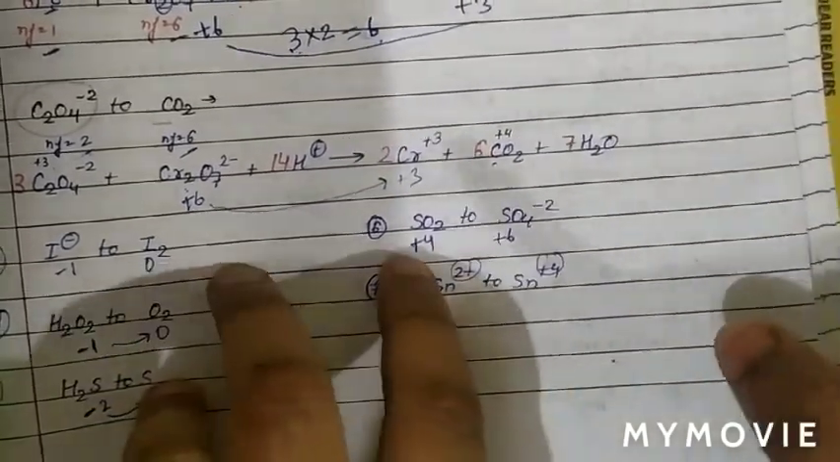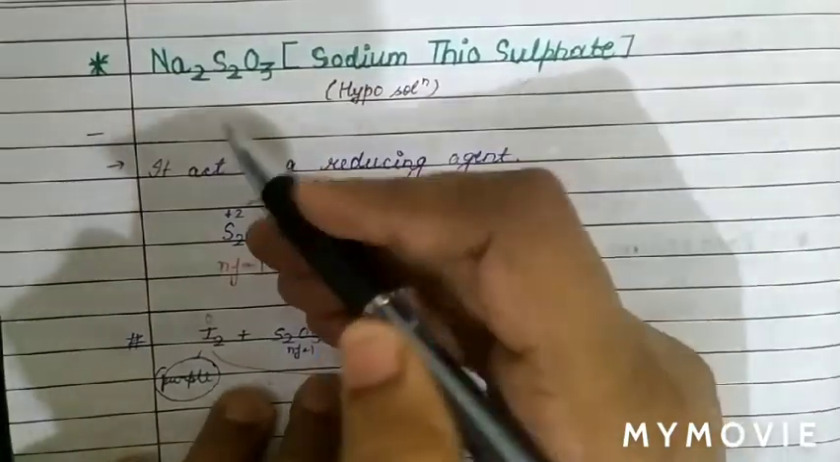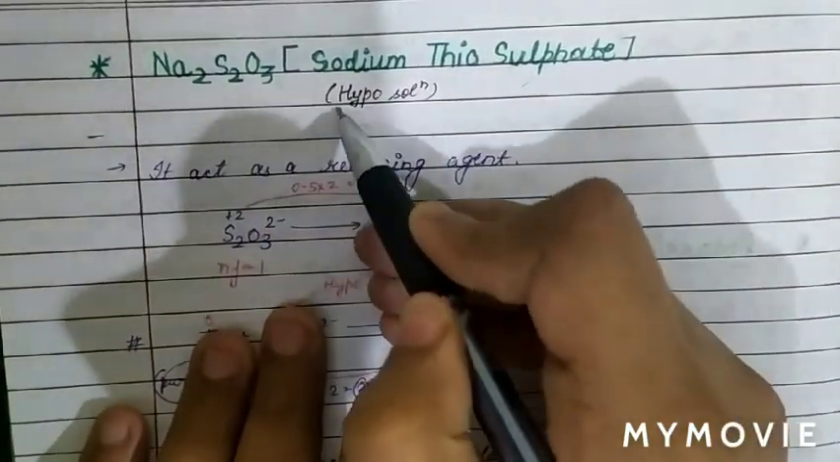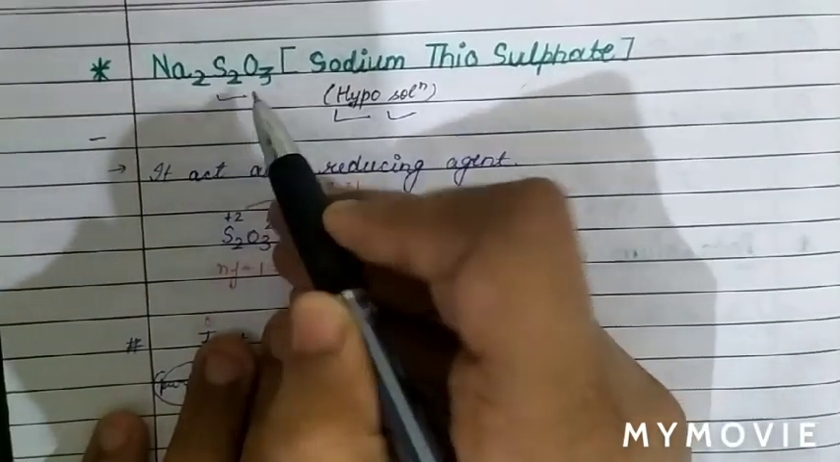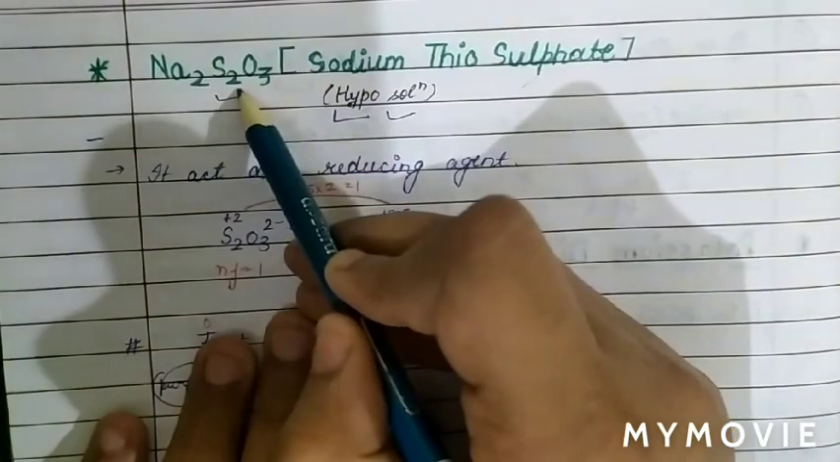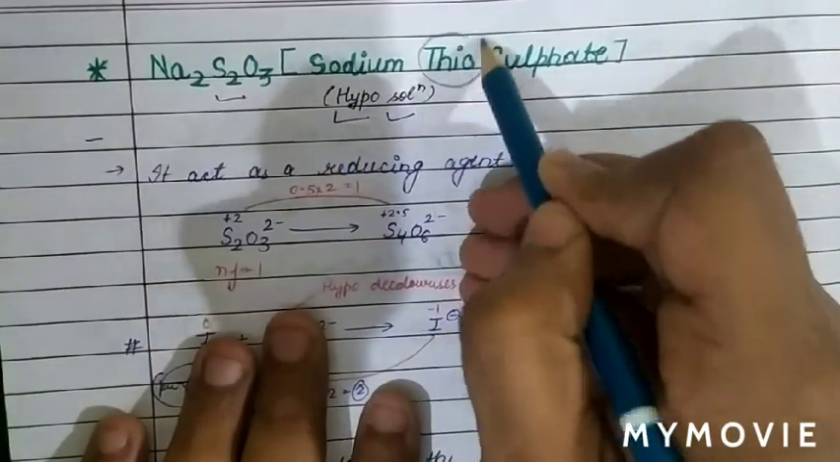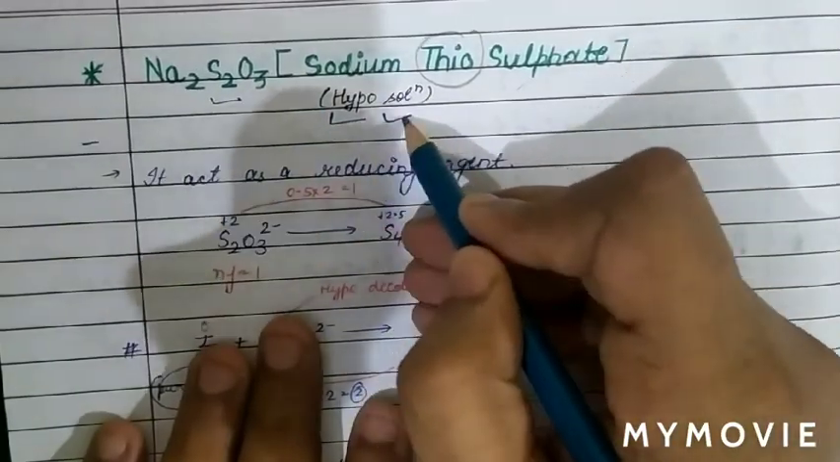And Na2S2O3, sodium thiosulfate, is a good reducing agent. It acts as a reducing agent. See how it acts as a reducing agent. See, S2O3 2 negative ion changes into S4O6 2 negative ion. Now find the oxidation state of sulfur.